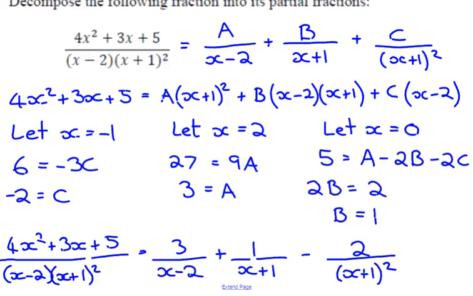Let's have a look at mark allocations in this question. At the beginning, you've got a mark for using the correct method, and then you get an accuracy mark as well. You get a method mark for letting x be equal to those different values, or if you're using another method, you'll get a method mark there. And then you're going to get a CA, CA, and a CA mark. To give you a total of 7 marks.